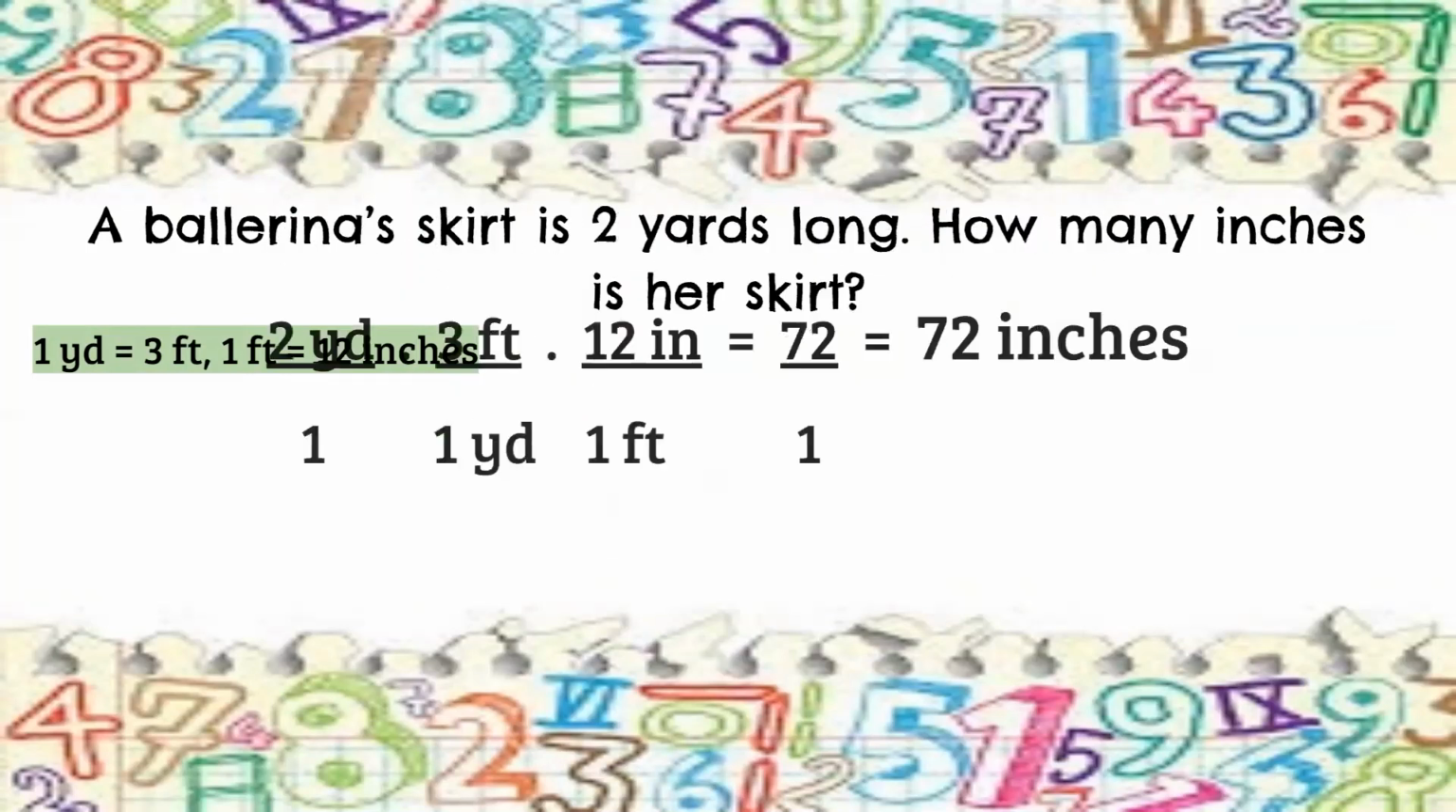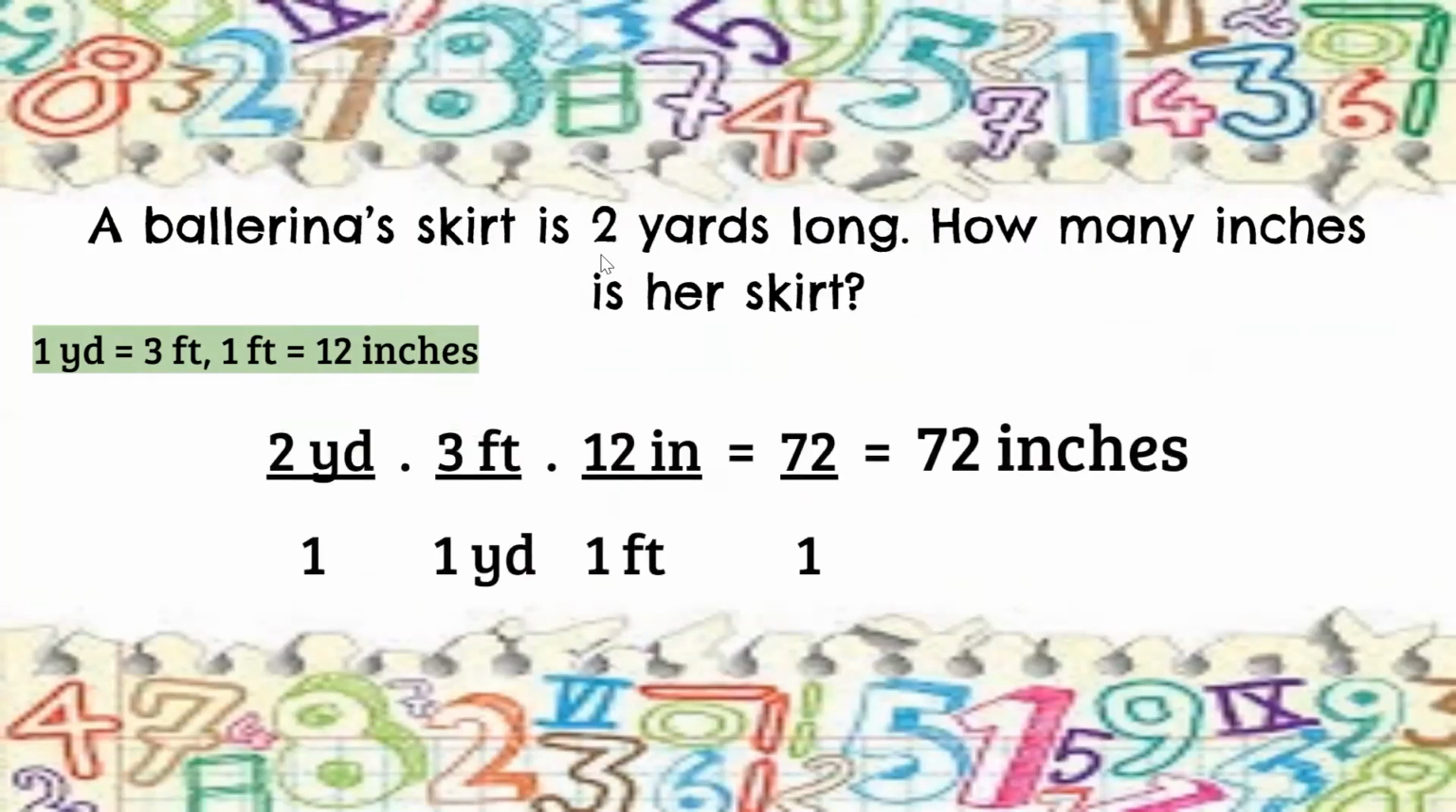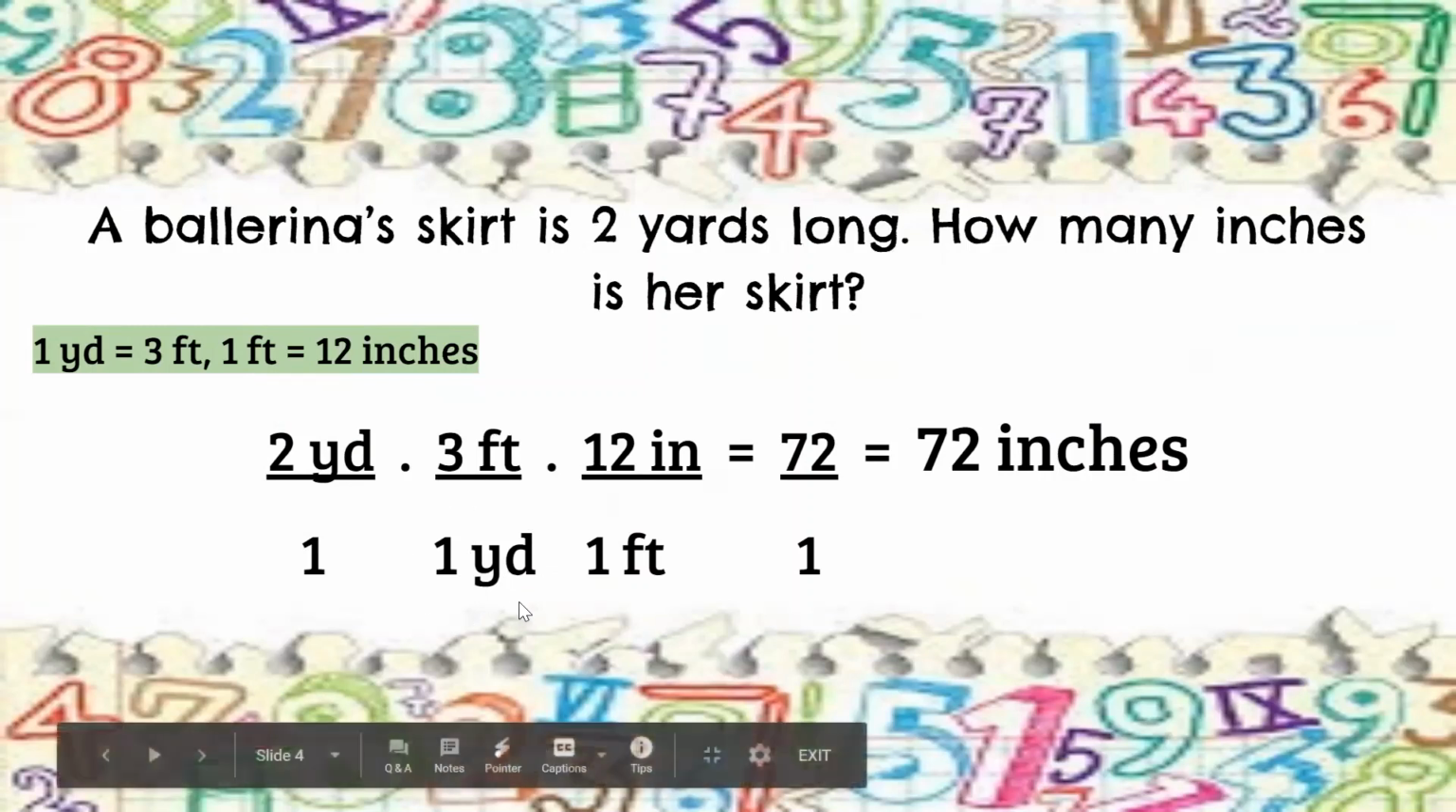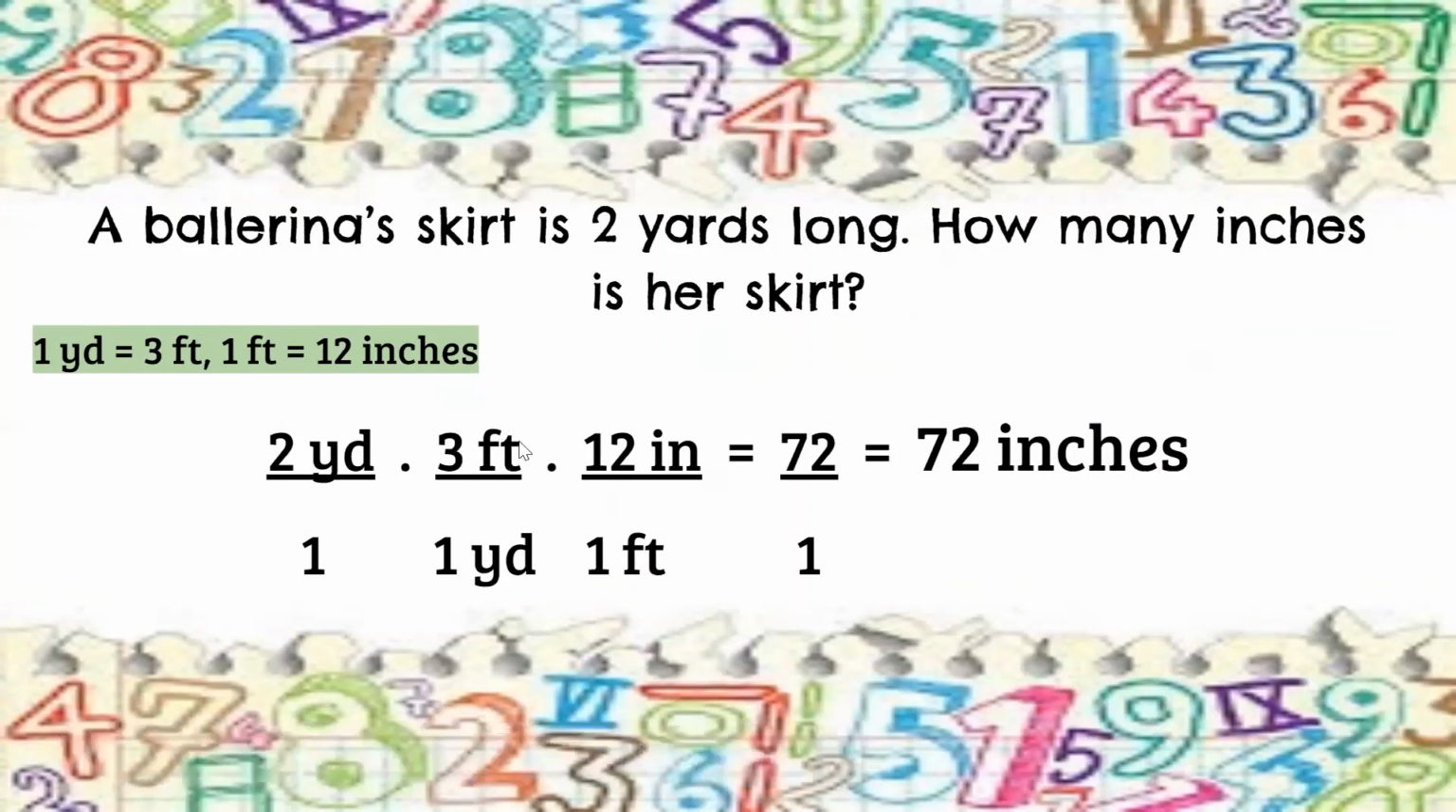This is how we would set up our equation. First, we start with our given information, which is 2 yards over 1, and then times 3 feet over 1 yard. 1 yard would be in the denominator as we would want to cancel out the unit yard, and we would be left with foot. But is foot the unit we are actually looking for? It is not, as you can see in the word problem, it asks for how many inches is her skirt. So we have to continue converting.